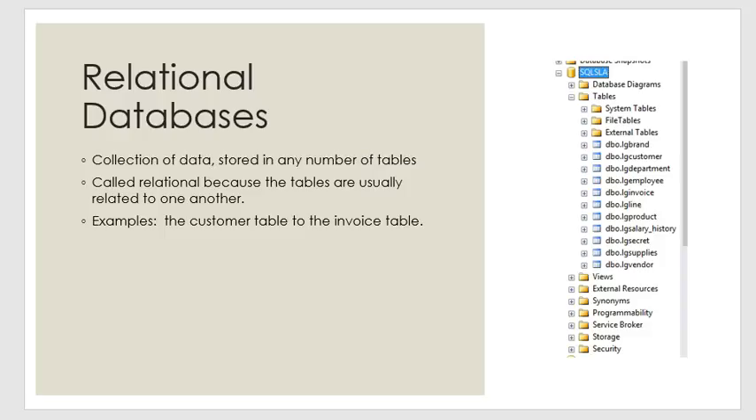Relational databases are just a collection of tables stored in a database that relate to each other. An example would be if a company sells a product. Now they're going to want to have a table with customers, a table with orders, and a table with invoices. And these are all going to relate to each other because the customer is going to place an order, the order is going to create an invoice, and the invoice needs to relate back to a customer.